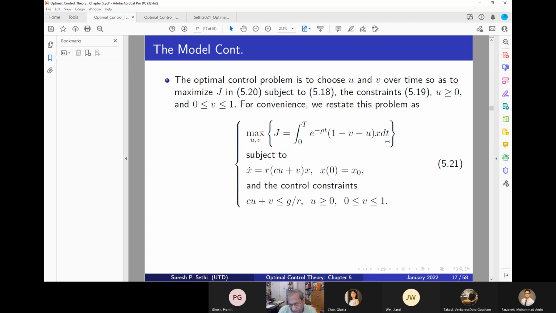Okay, so this is the problem that we are going to be concerned with. Look at this. We have an objective function, which depends on u and x. v and u are the two control variables. We have one state equation with the initial value, and we have three control constraints: u plus v less than z by r, u bigger than 0, and 0 less than v less than something. So it is a nice problem.